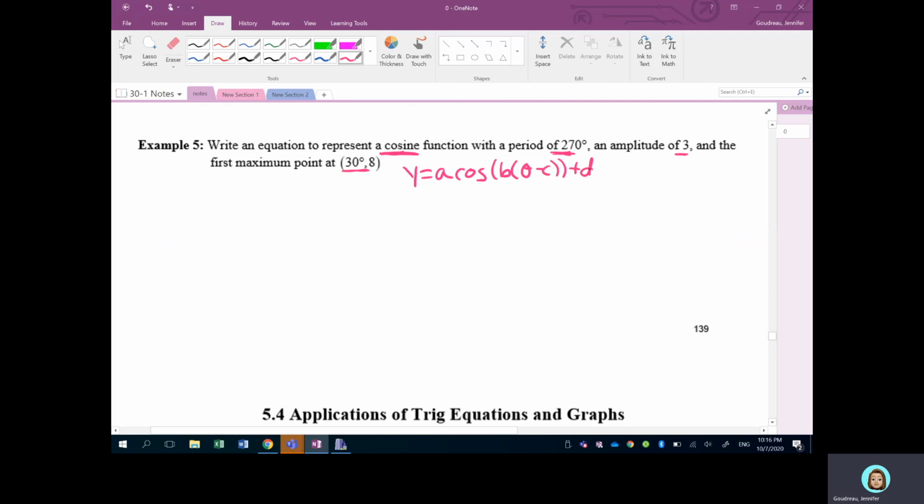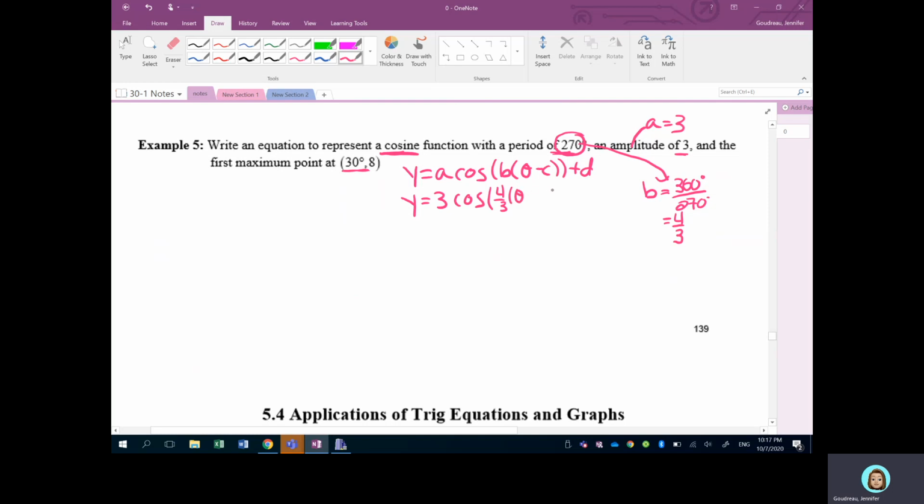Now, a couple of these things we can recognize right away. We know that the amplitude is 3. So we know the A value is going to be 3. So y equals 3 cosine. We have the period, so we can calculate B. B is equal to 2 pi or 360 divided by the period. So 360 divided by 270, and that just reduces to 4 over 3. So B is 4 over 3.